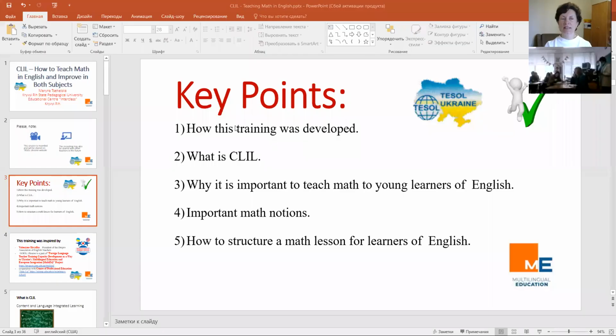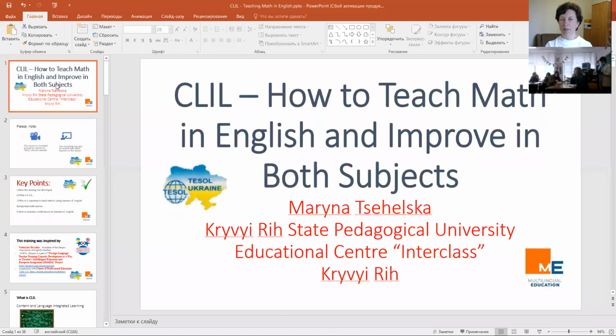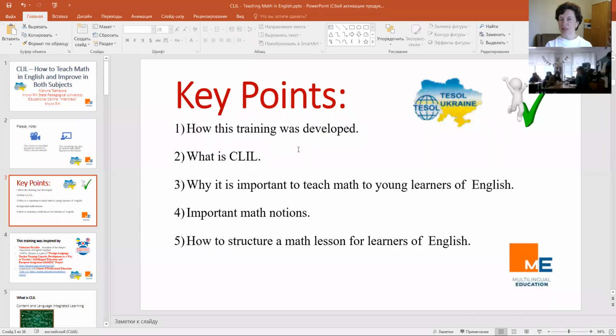So, in today's session, we will be talking about how to teach math in English and improve in both subjects. And today we will discuss how the training was developed, what CLIL is, why it is important to teach math to young learners of English. We'll talk about the important math notions, and finally, we'll find out how to structure a math lesson for learners of English. So let's start.